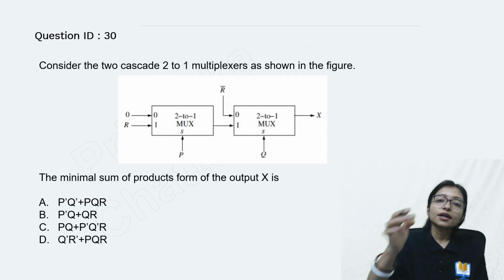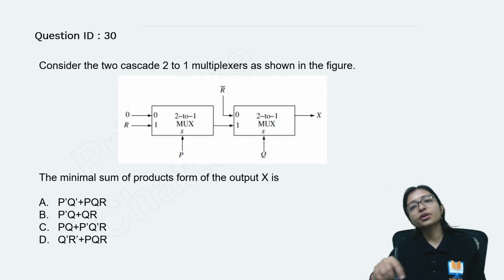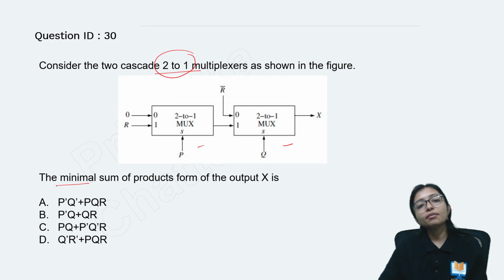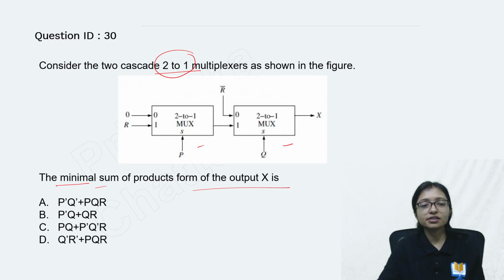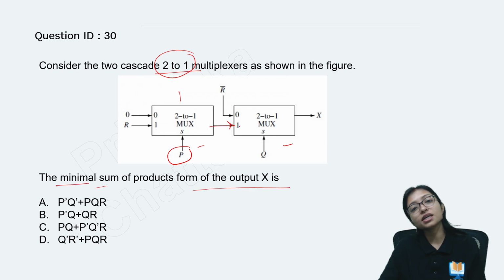Clear? Now see here, 2 multiplexer. 1 multiplexer you did. Now it is 2 multiplexer. When there are 2 multiplexer, how to do it? 2 to 1 multiplexers are there. These are the multiplexers given. Now here, minimal sum of product. What is this? This is also easy. Just first one you have to solve the same way. Then whatever output of the first one you are using as an input in this one.